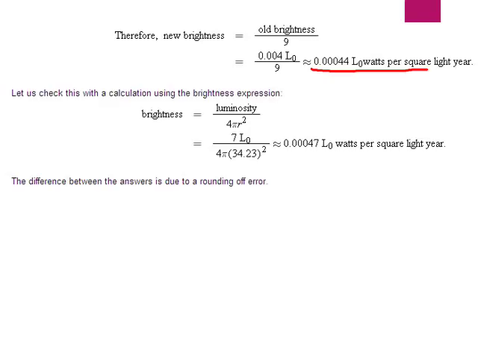Let's check this calculation using the brightness expression, which is the luminosity divided by 4 pi r squared. Well, we simply substitute in the new distance into the old equation, and we get approximately the same answer as we do up here. The difference between the answers is just due to a rounding off error and is minimal.